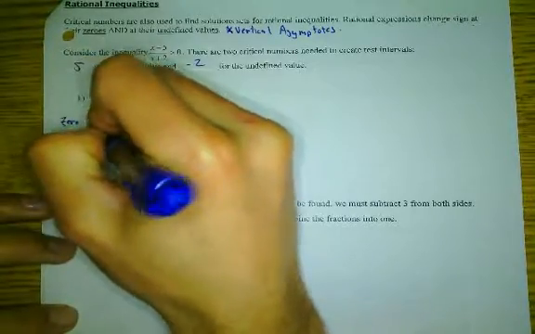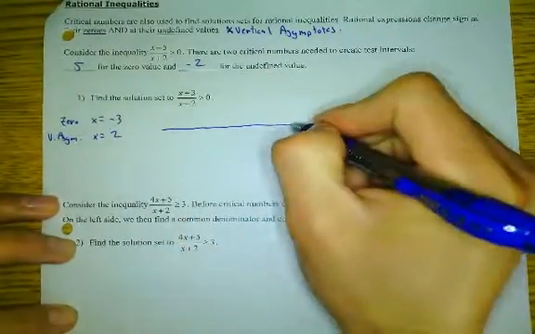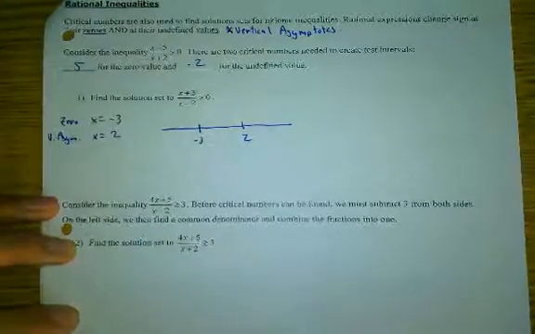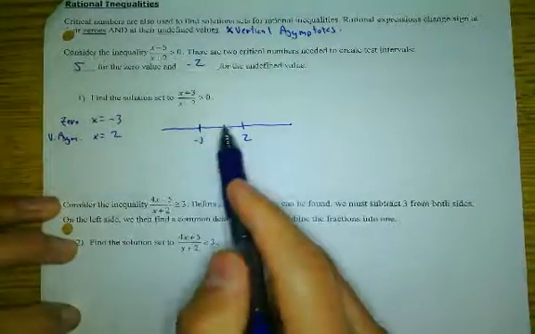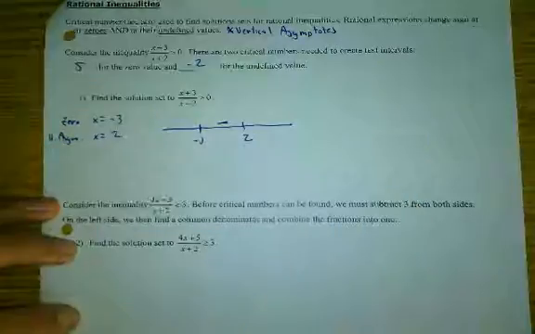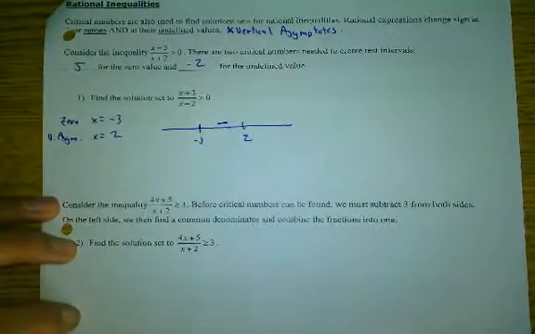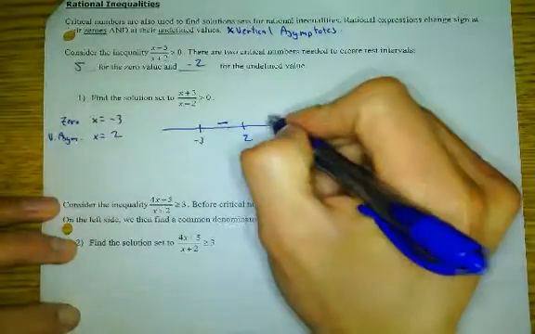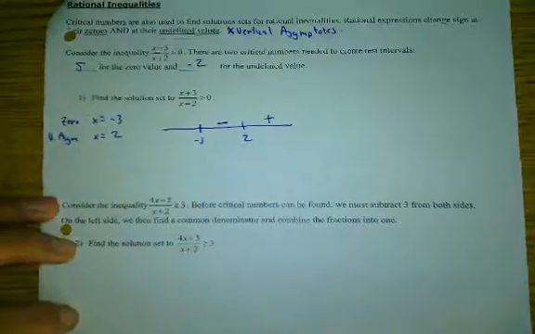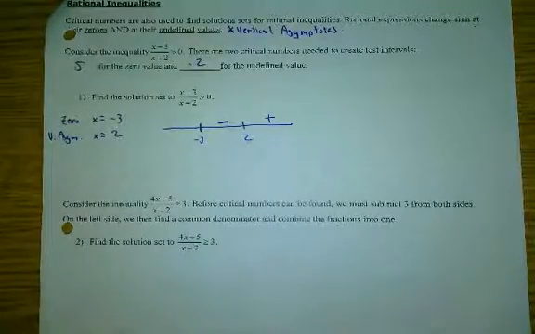Alright, if I plug in 0, that will be 3 over negative 2, which is negative. If I plug in 3, 3 plus 3 is 6 over 1, which is positive. And if you plug in negative 4, negative 4 plus 3 is negative 1 over negative 6, which is positive. So when is this greater than 0? From negative infinity to negative 3, and from 2 to infinity.